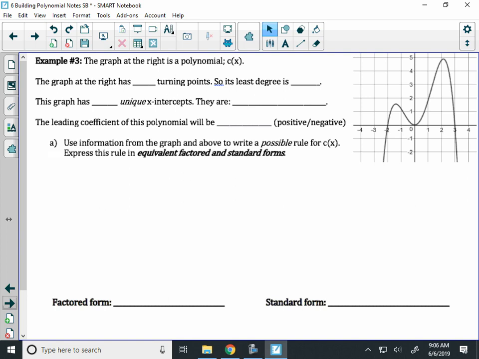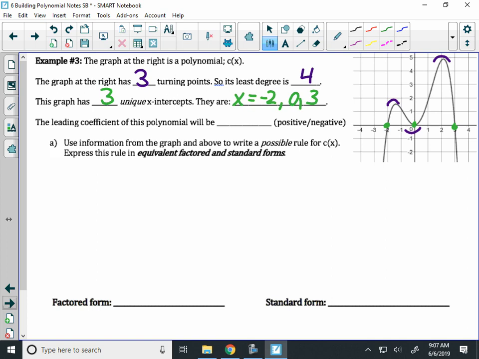We're given a picture, and we're going to write the equations of this graph. The graph at the right has 1, 2, 3 turns. So the least degree of this polynomial is 4. One more. The graph seems to have 1, 2, 3 unique or different x-intercepts. They are at x equals -2, 0, and 3. Now, the arrows are both going down, which means that the leading coefficient will be negative.